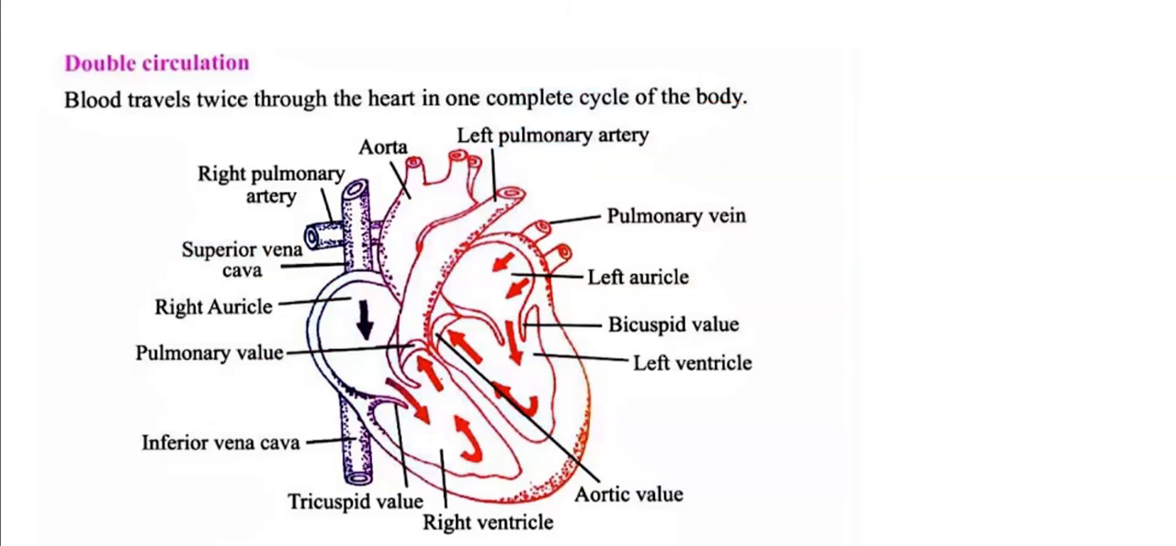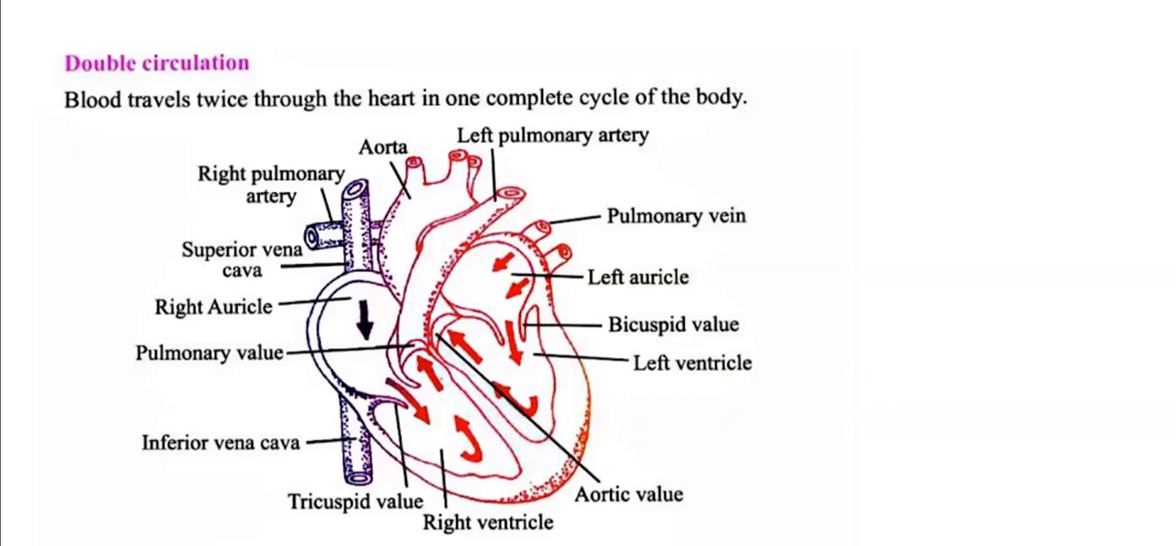But besides that, there are a few more things that you should also know about some parts of the heart. As you can see, the left and right hand side of the heart is separated by this portion of the heart, and that is called the septum. This is the part which separates the left and right hand side of the heart.